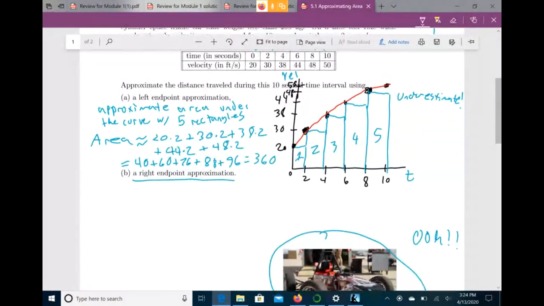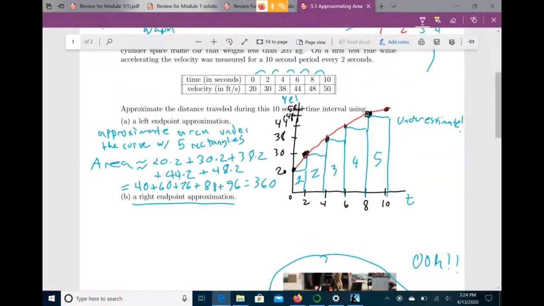Okay, so right endpoints means we'll break up the same intervals, but instead of using the leftmost point from the interval, we'll use the rightmost point. All right, so it's kind of bad form to do this on the same graph, but unfortunately we have no choice. So for example, for the rightmost rectangle, rather than using the y coordinate at 8, we use the y coordinate at 10.